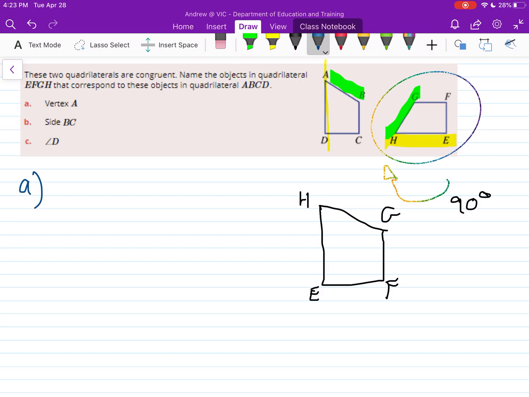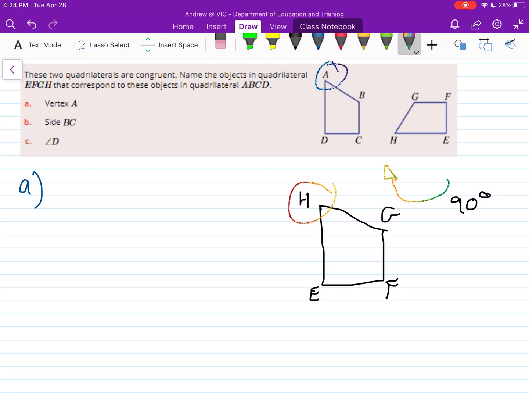So which one matches vertex A? Vertex A is here. Which one matches that? Vertex H. So that's all we need to write.